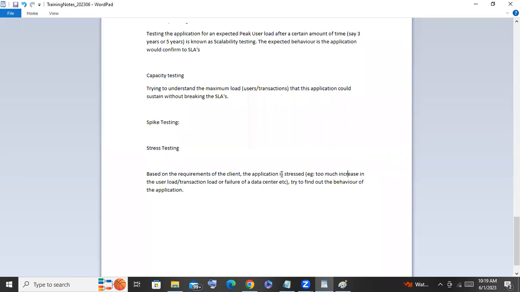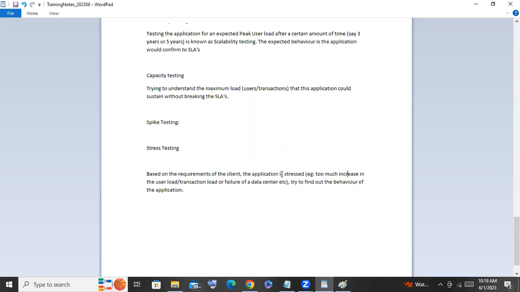Most of the times you might not even have a proper expectation for this stress testing. You would try to stress out the application, and you would try to find what kind of behavior it shows.